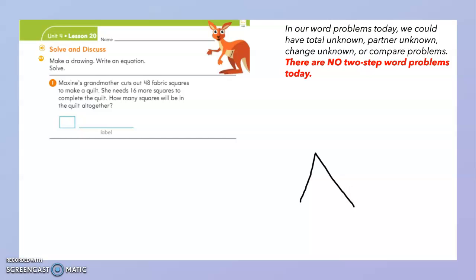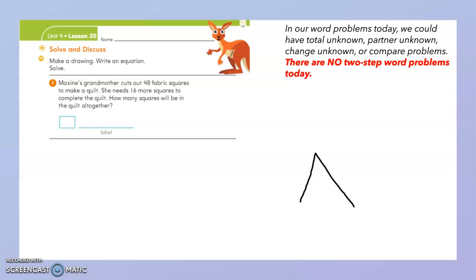So in our word problems today, we could have total unknown, partner unknown, change unknown, or compare problems. There will not be any two-step word problems today, so nothing with hidden information. You're going to use exactly what's in the problem to help you solve it. Okay? Put your name on the top. We're going to make a drawing and write an equation, and you guys are going to solve.